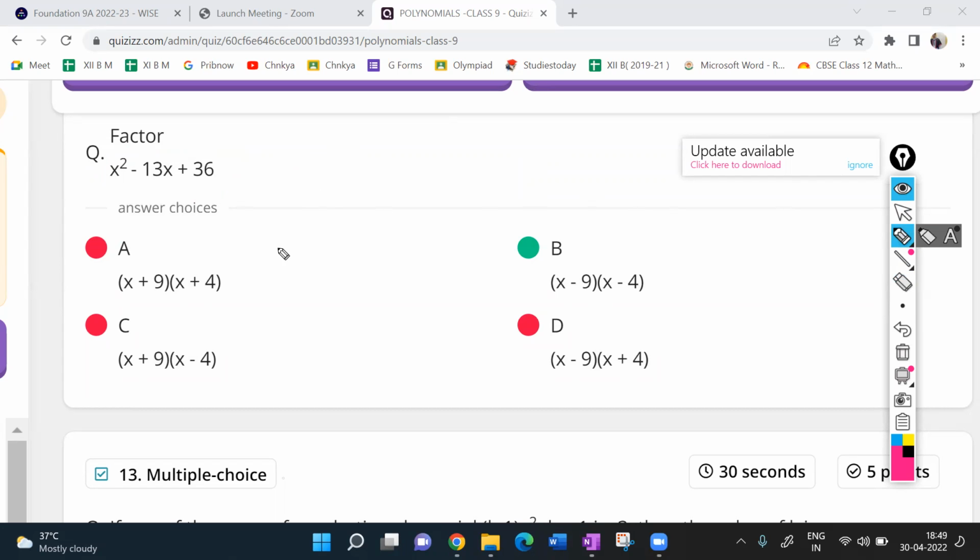Sir, I know, sir. X square minus 13x plus 36. How many of you know, guys? I request everyone of you to talk in the class. How many of you know splitting middle term method? I know, sir.